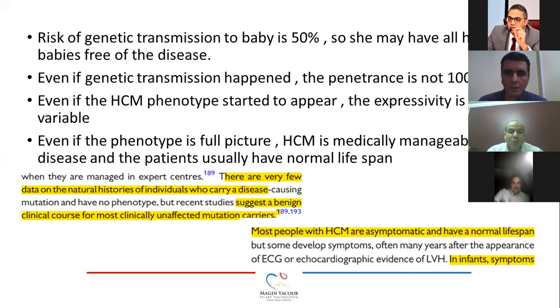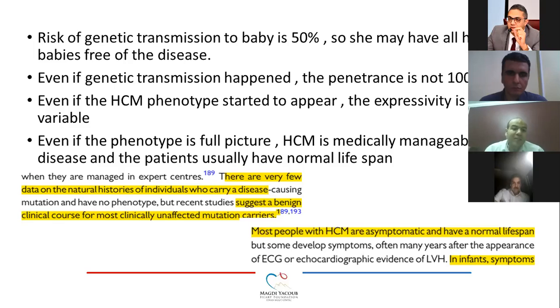What is the rationale behind this answer? First of all, when the patient comes to us in the clinic and asks us this question, if she has a sarcomeric protein gene mutation, these words can be applied to her. We can say for her that the risk of genetic transmission to her baby is 50%, so she may have all her babies free of the disease. All her babies may be from the 50% that will not have the genetic transmission.